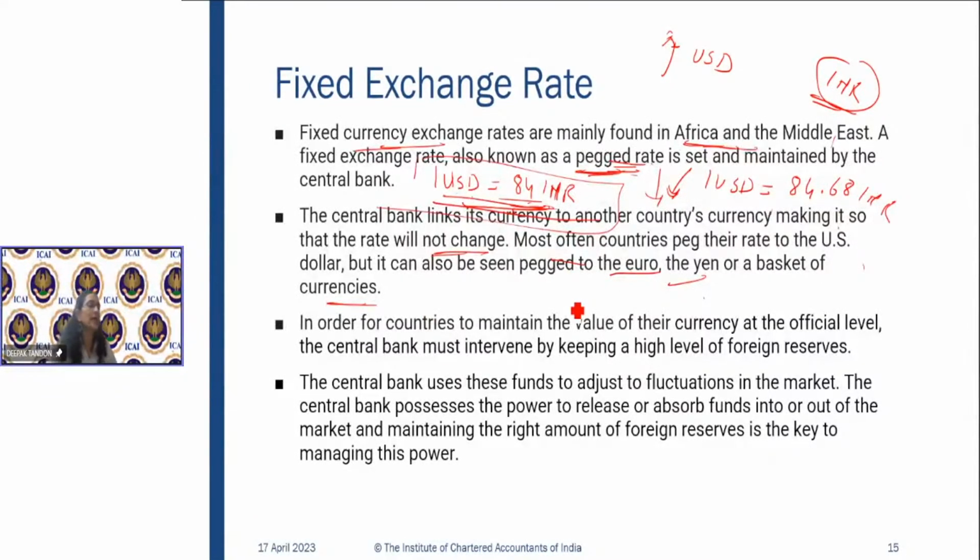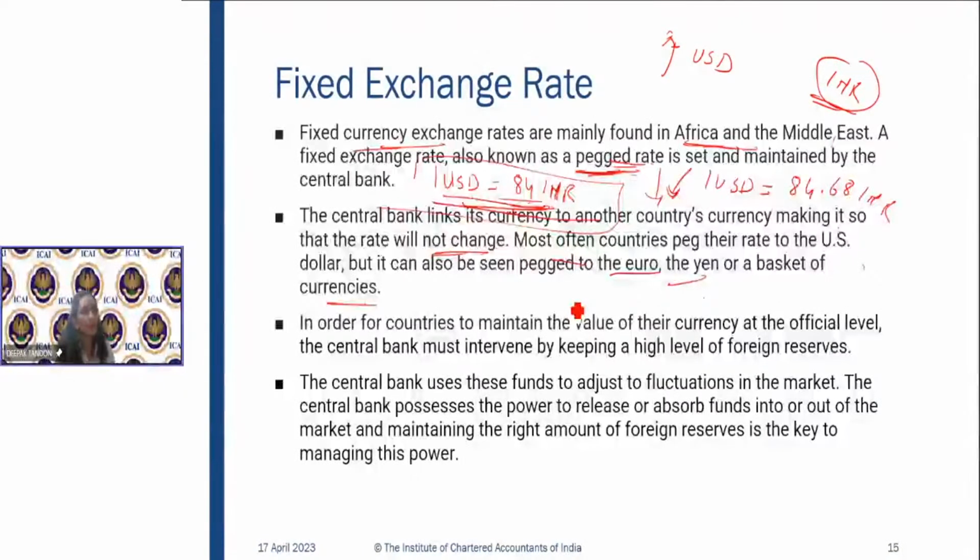Now the question is, why peg to the euro? Because if a country has major transactions with European countries, it's better to go for pegging it with the euro, isn't it? If they have major transactions with Japan, it's better to go for pegging it to the yen. Or you can go for pegging together with a basket of currencies.